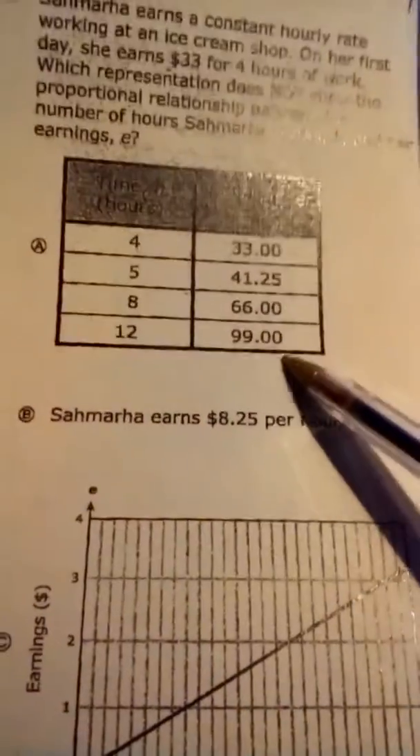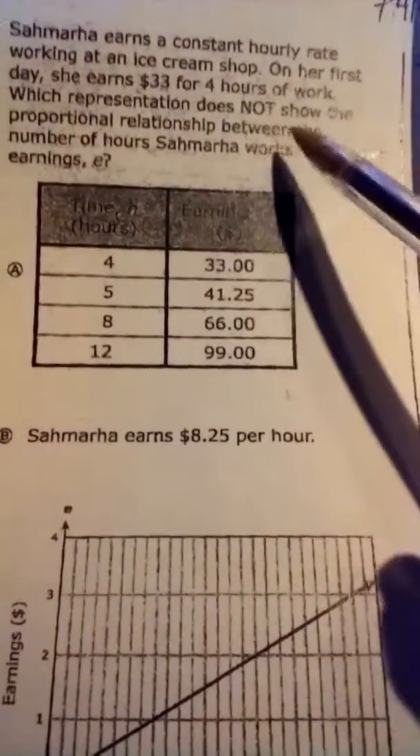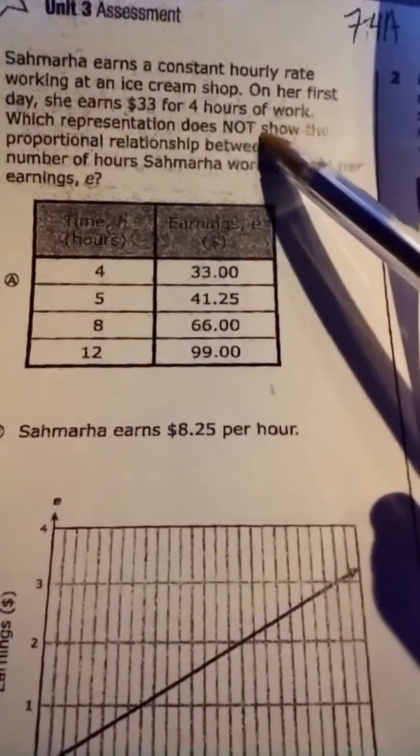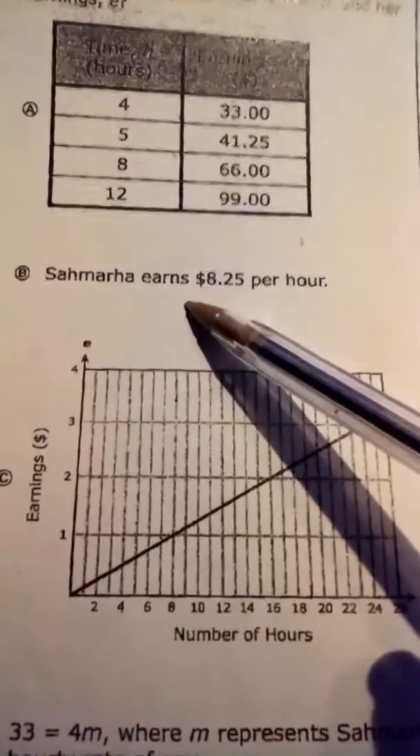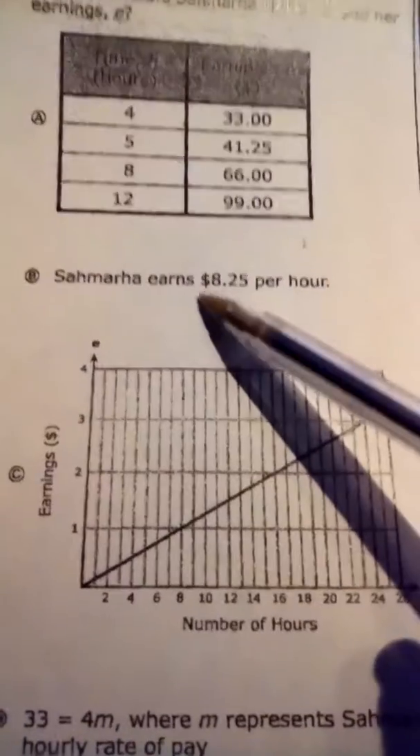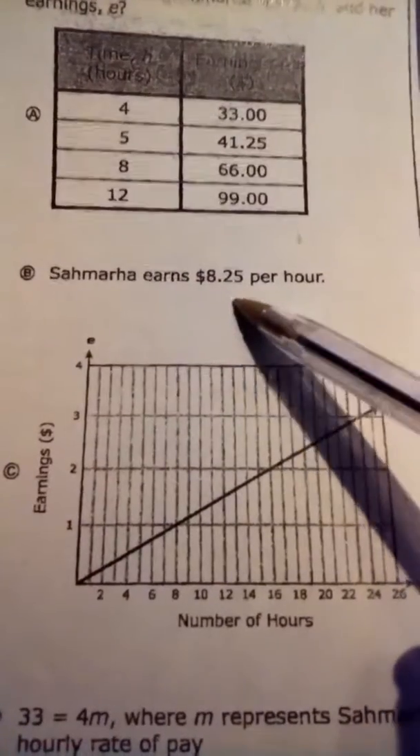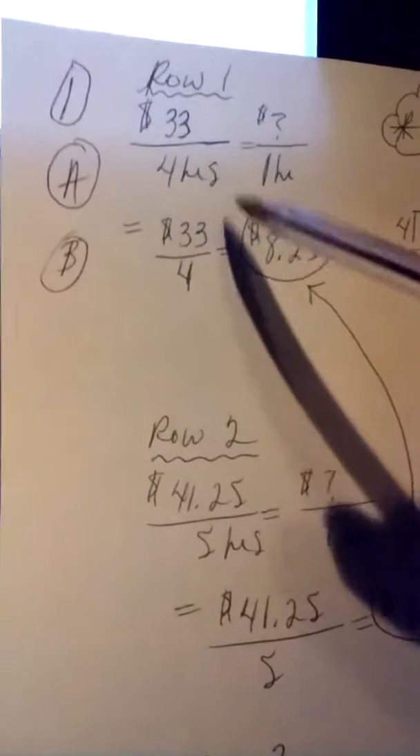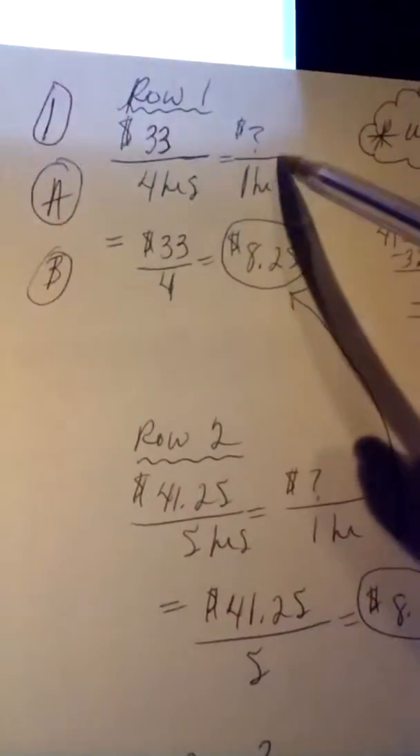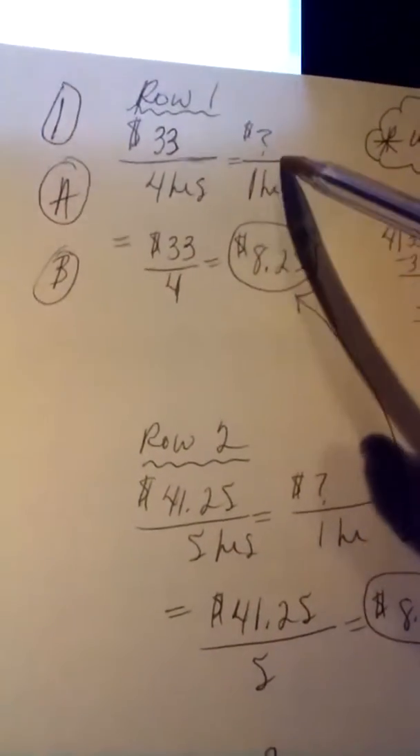All right? So that means A is not what we're looking for because we're looking for one that does not show a proportional relationship. So let's look at B since we know A is not our answer. B shows Samara earns $8.25 per hour. Well, we've just proven that with all of the work shown here. $8.25 was the per hour rate on each one of those. So B is not our answer either.